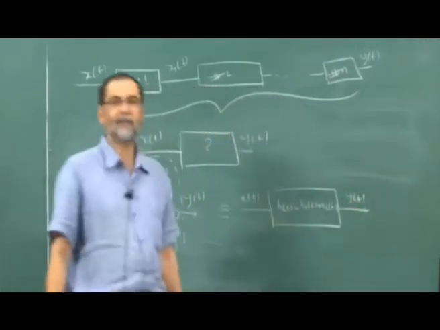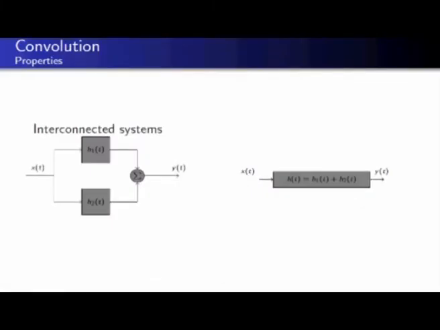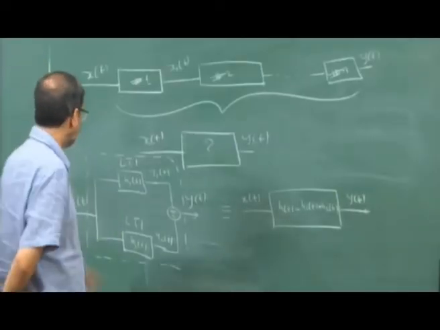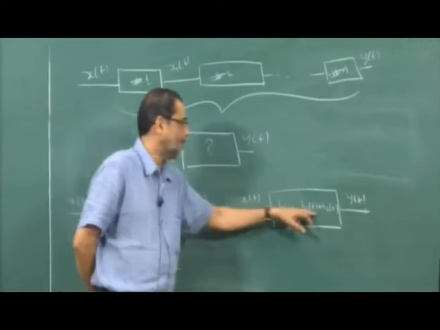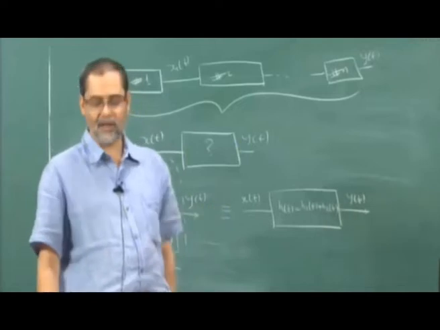So this is a parallel connection. When the input goes through two systems and their outputs are added up to give me the final output, it's as if the proof is extremely simple. It follows straight from our idea of convolution, our idea that integration is a linear operation. So in this case, the two add up to give me a combined impulse response. Okay, so this is parallel connection of systems.